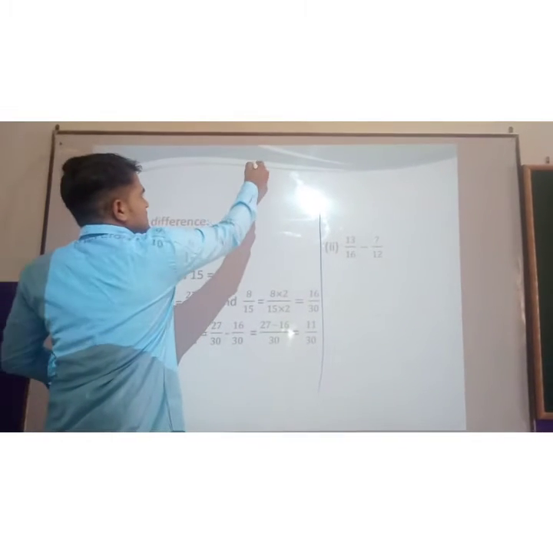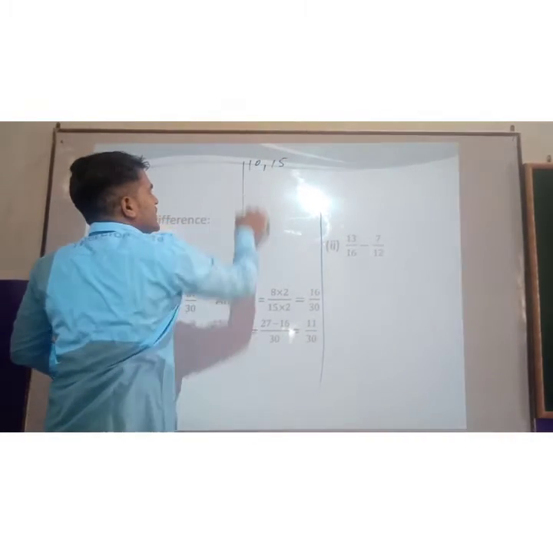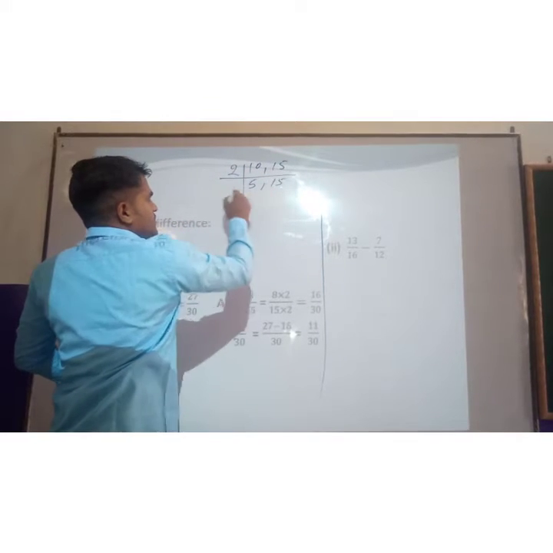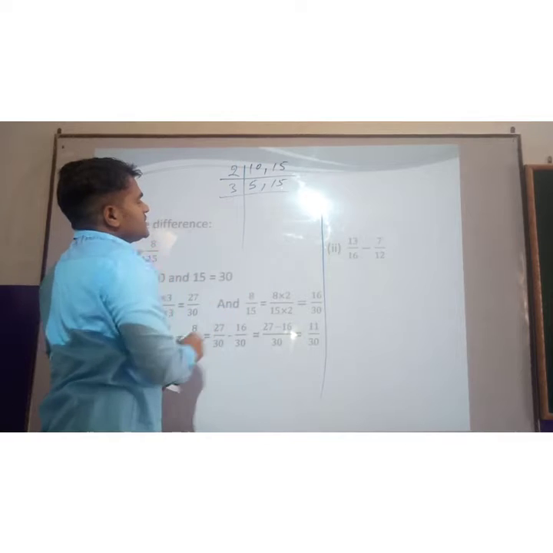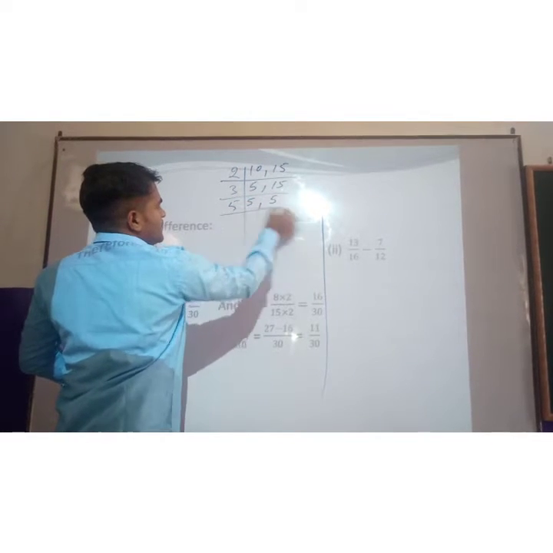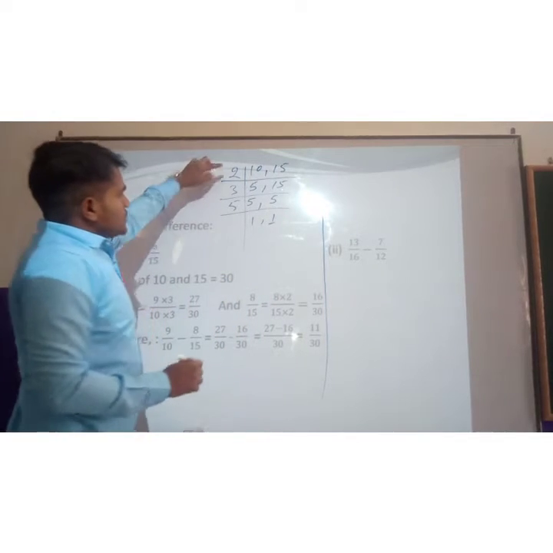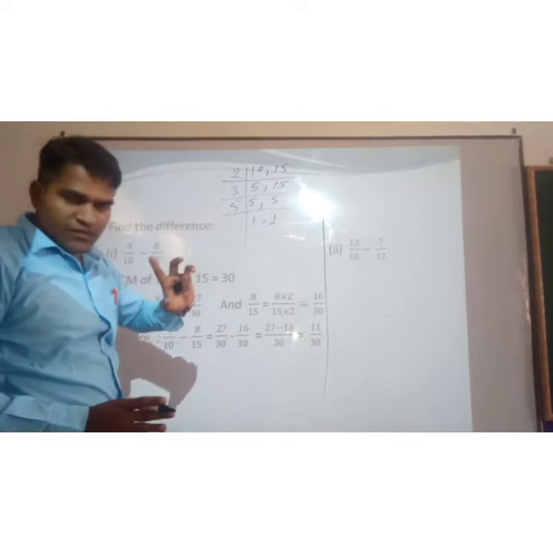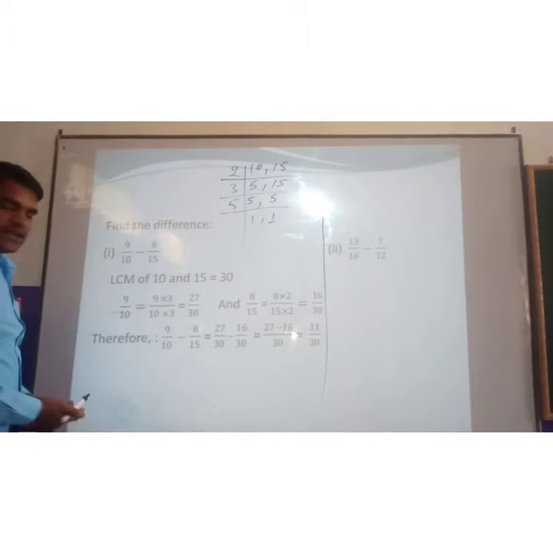So let's see, we have to find the LCM of 10 and 15. 5 is a common factor: 5 twos are 10, 5 threes are 15, so we get 2 and 3. Then 1 and 1. So 2 threes are 6, 6 fives are 30. So the LCM is 30. Okay students, the LCM is 30.